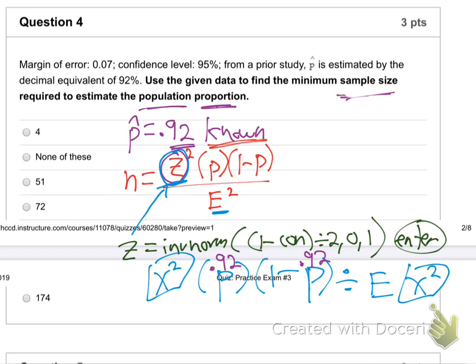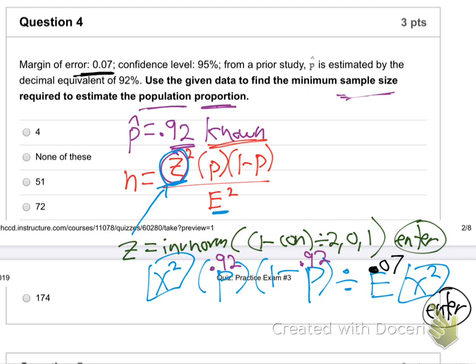And what is e? Yeah, e is 0.07. 0.07. Hit x squared, and then don't forget to hit enter at the very end, because that tells the calculator, calculate all this stuff now, please. So there we go. There are the keystrokes.